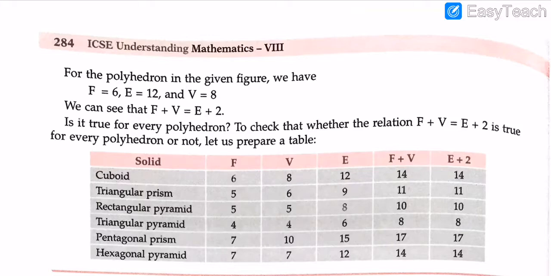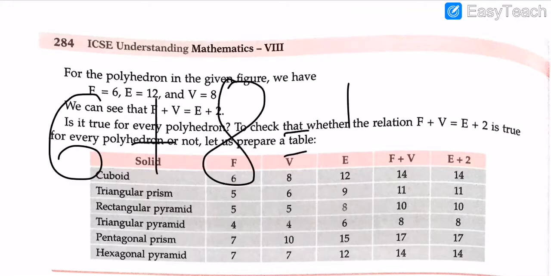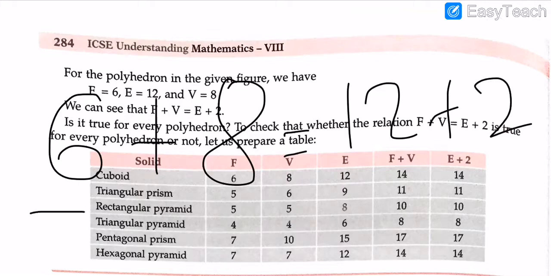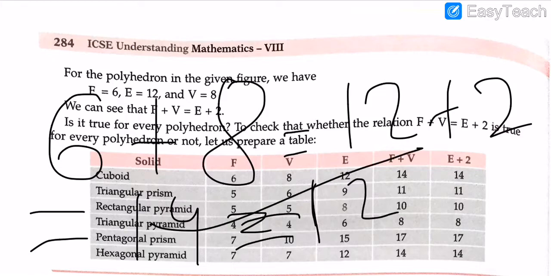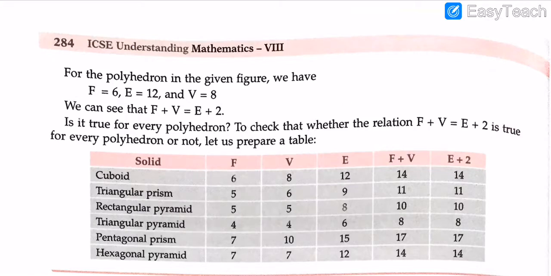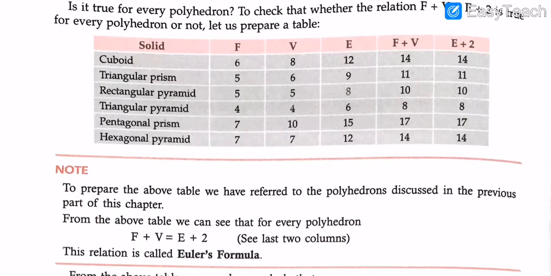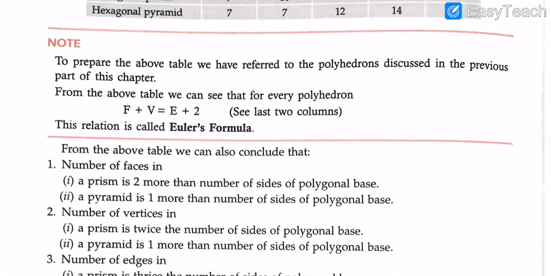A cube. So I'd say 6 faces plus 8 equals 12 plus 2. So what is 8 plus 6? It's 14. 12 plus 2 is 14. Therefore, verified. And if one of them is missing, you use this formula. So this is known as Euler's formula.